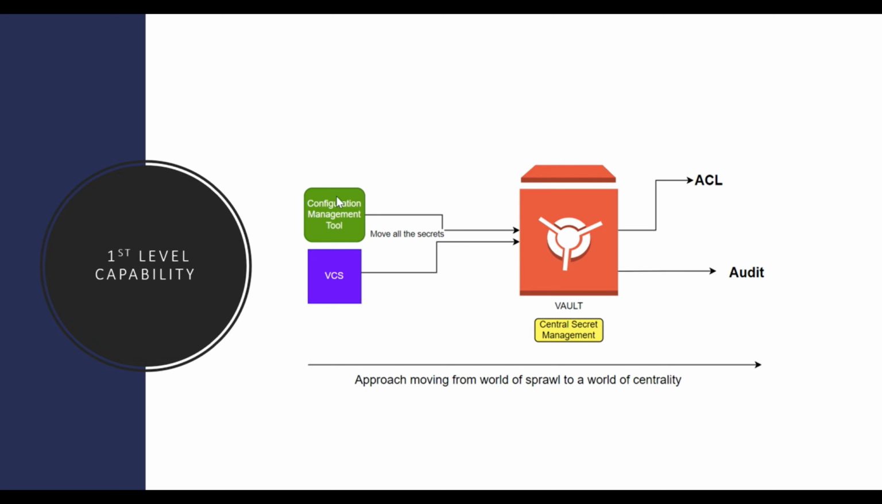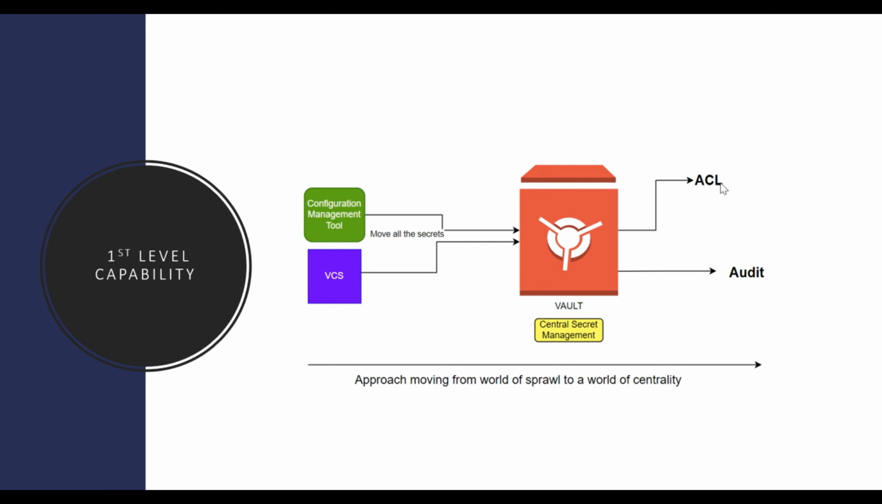So rather than placing the data under the configuration management tool or under the VCS, right? You can simply place your secrets, username, password, database credentials, API token, whatever it is, under the central secret management system called Vault, right? And on top of that, you can implement the ACL as well, right?